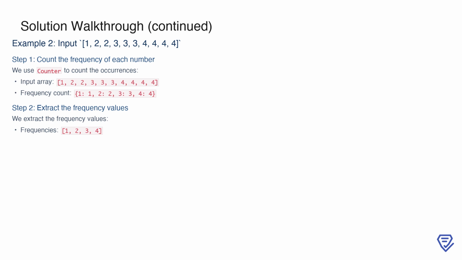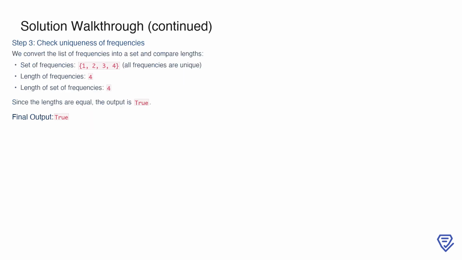From this dictionary, we extract the frequency values into a list, which results in 1, 2, 3, 4. These frequencies represent how many times each unique number occurs in the input array. Next, we check whether these frequencies are unique. Converting the list of frequencies 1, 2, 3, 4 to a set results in 1, 2, 3, 4, which removes any duplicate values. The length of the original list of frequencies is 4, and the length of the set is also 4. Since the lengths are equal, we can confirm that all frequencies are unique. This means the output for this input is true, as it meets the condition of having unique occurrences.